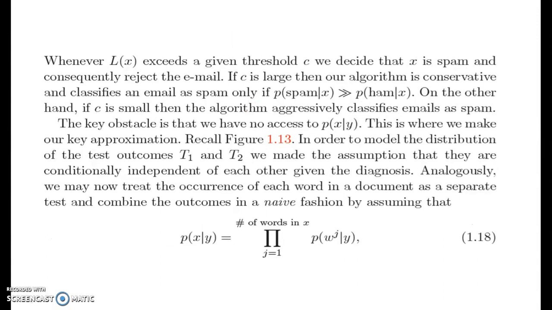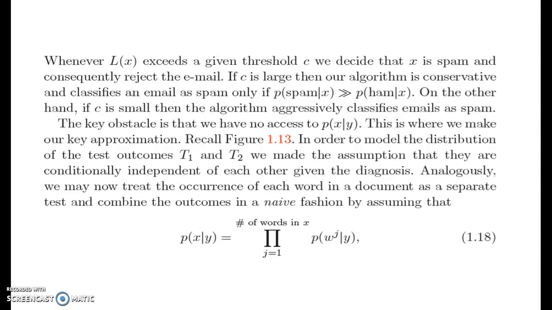Now, whenever L of x exceeds a given threshold C, we decide that x is a spam and consequently reject the email. So if C is large, then our algorithm is conservative and classifies an email as spam only if P of spam given x is greater than P of ham given x. On the other hand, if C is small, then the algorithm aggressively classifies emails as spam.